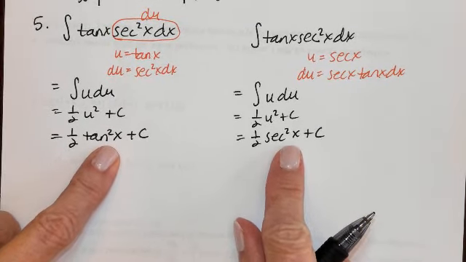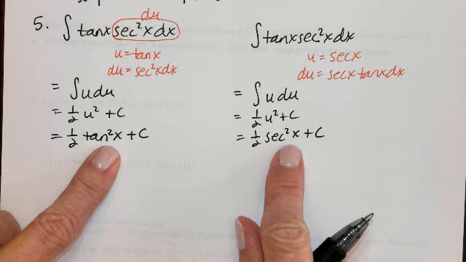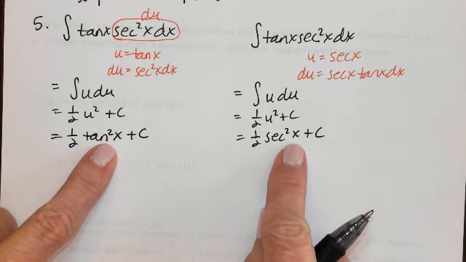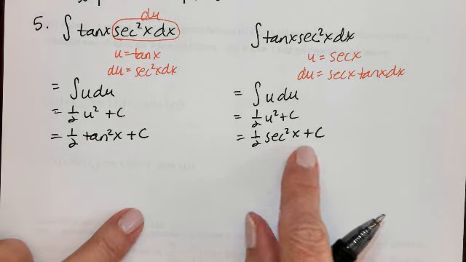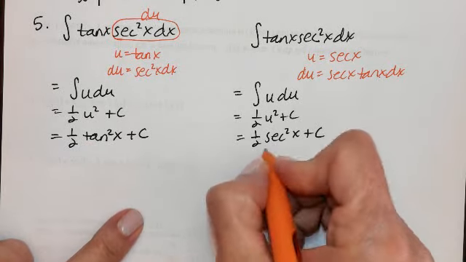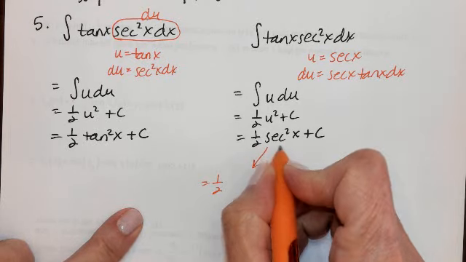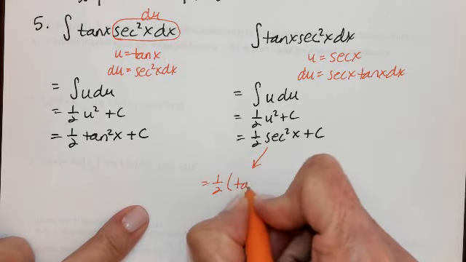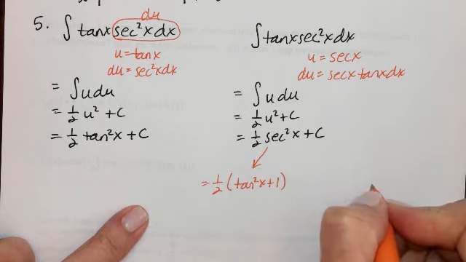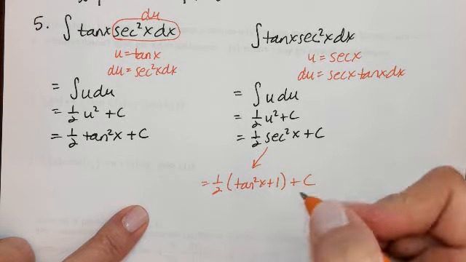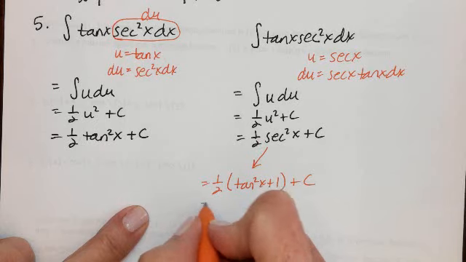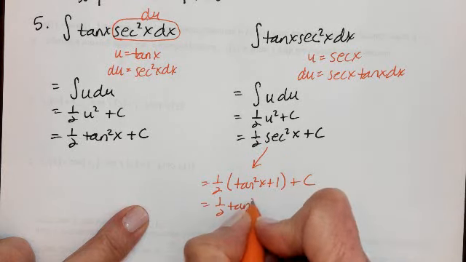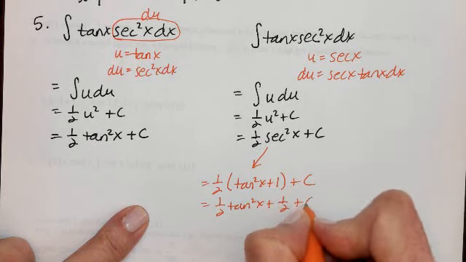Take a look at that. They're both correct. Does that mean that tangent is equal to secant? Is tangent x equal to secant x? No. So what's going on there? How can both of these be correct? Well, I know that secant squared x is equal to tangent squared x plus 1, right? That's a Pythagorean identity. So this is 1/2 tangent squared x plus 1/2 plus c.